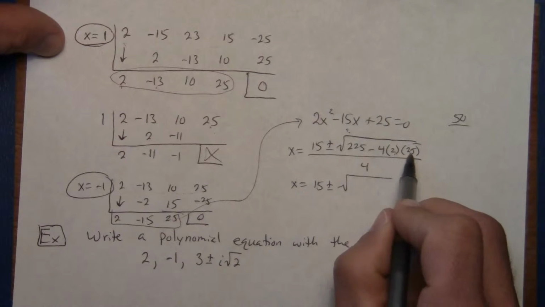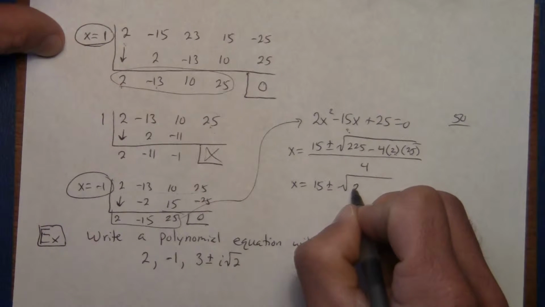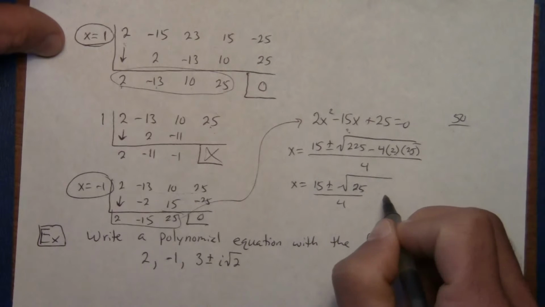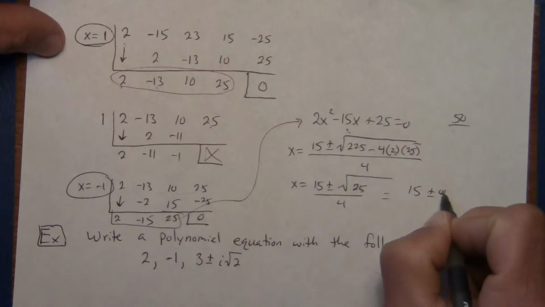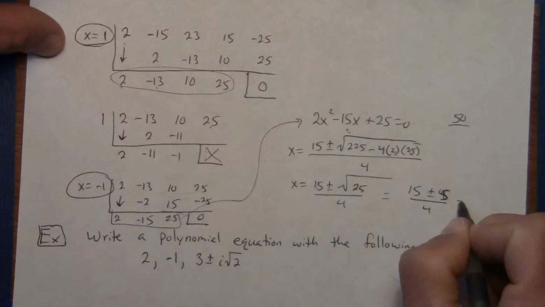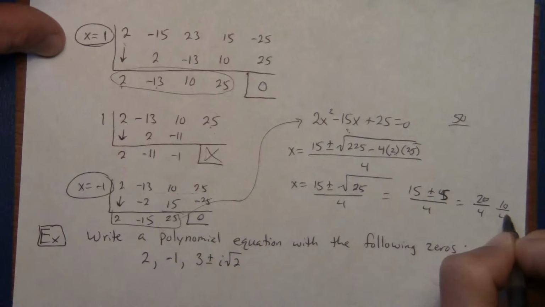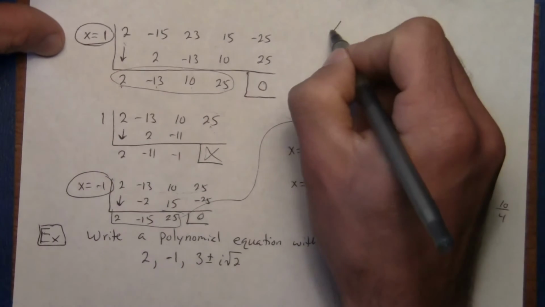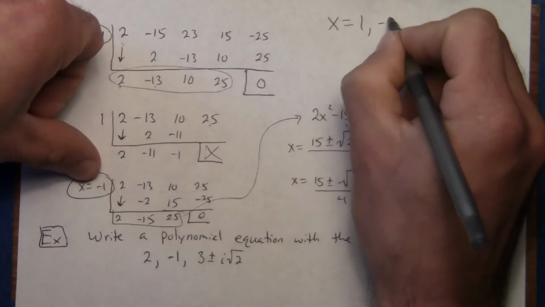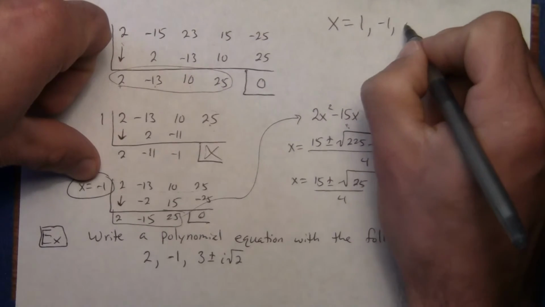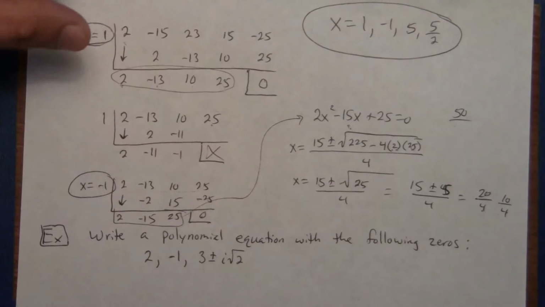So it looks like I have 50 times 4, or that's 200. So this is eventually going to give me 25 over 4. And so I'm looking at 15 plus or minus 5 over 4. So I have 20 over 4, and I also have 10 over 4. So when I list off my x-intercepts, I'm going to say that I have 1 from the first synthetic division, -1 from the second synthetic division. Looks like that's 5 and 5 halves. And these are my rational zeros.